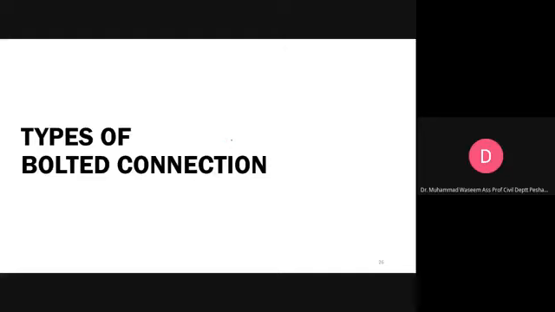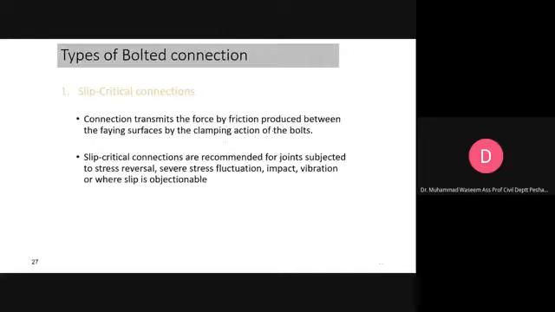So types of bolted connections. As I told you that there are two types of bolted connections. Okay, two types. First type we call it slip critical connections. In slip critical connections, forces are transmitted by friction produced between the faying surfaces by the clamping action of the bolt. किस चीज की बात कर रहा हूं? इस चीज की बात. We are talking about this frictional force. Okay. So the load is transmitted by this mechanism.